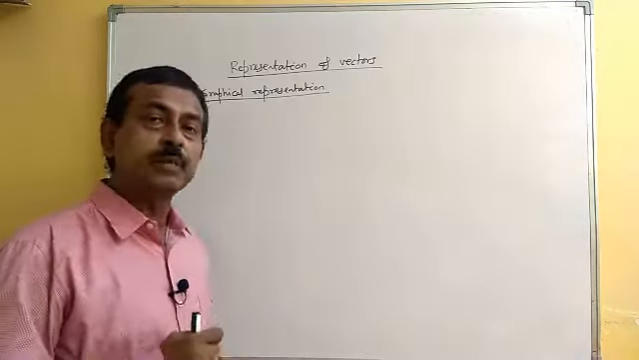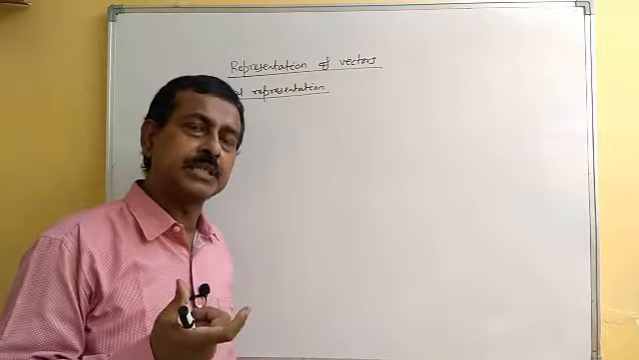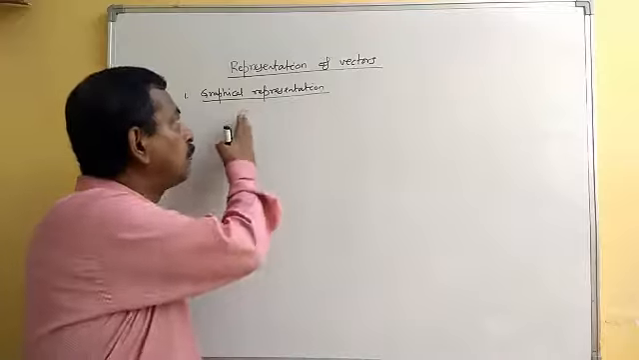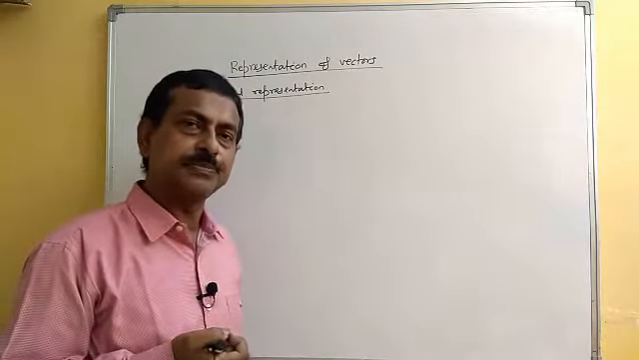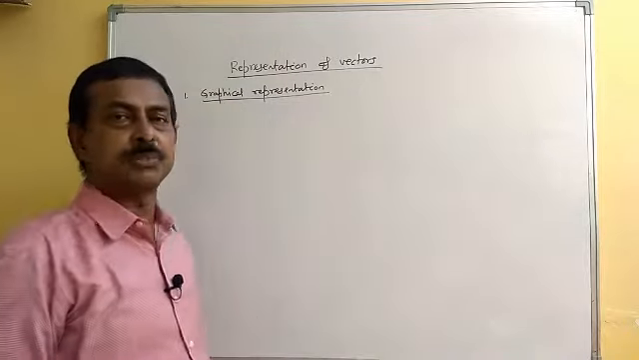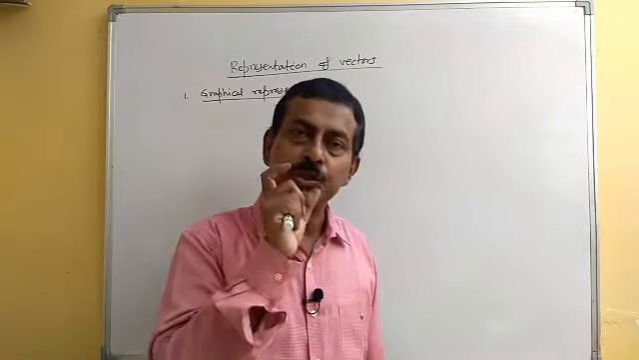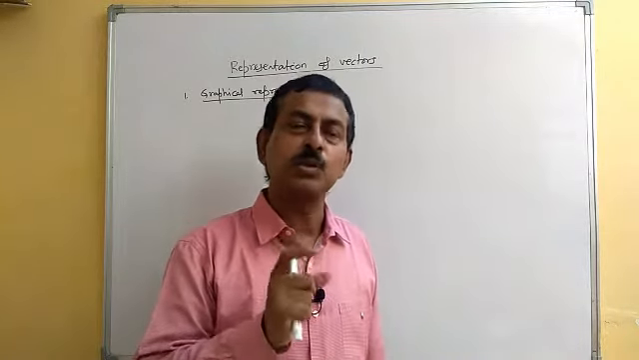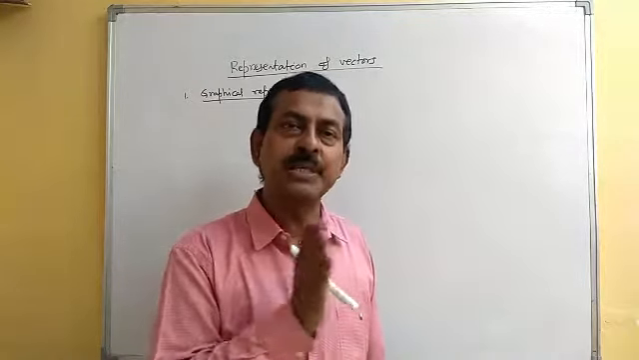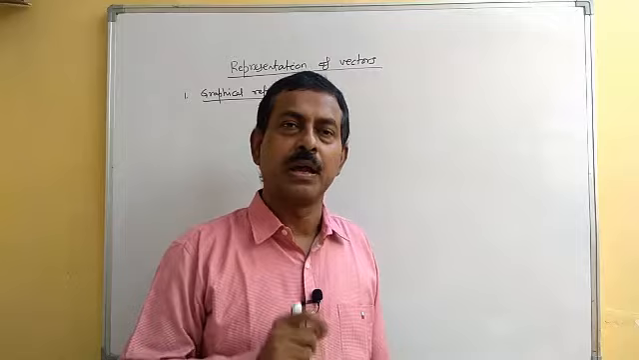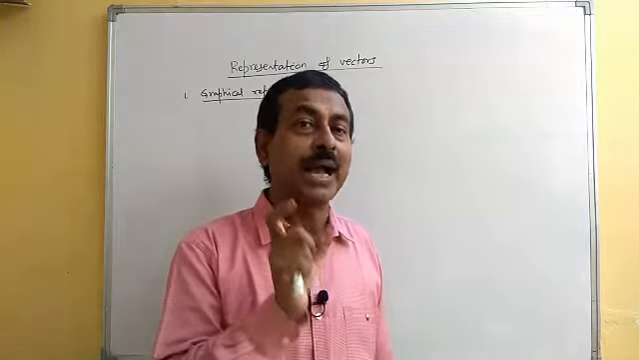Let's now take up representation of vectors. How do we represent vectors? For that, we have one graphical representation, and the other is the symbolic representation of vectors. So first let's take graphical representation. In graphical representation of vectors, we draw a line parallel to the direction of the given vector, and we put an arrow to represent its direction. The length of that line must be proportional to the magnitude of the vector.